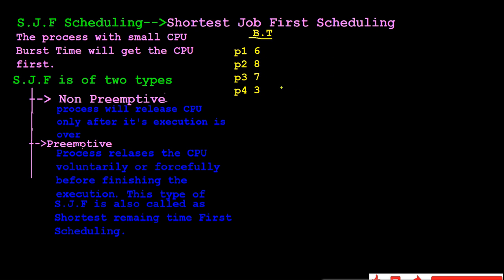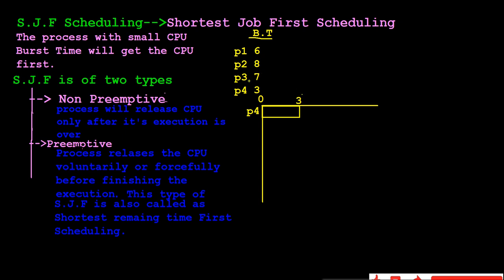Among these four, which one will be executed first? According to the definition of SJF, the process with the smallest burst time requirement will be executed first. Which one has the smallest requirement among these four? The smallest requirement is for P4, its burst time is 3. So from 0 onwards it will start the execution, and till the third second it will finish. So P4's execution is over.